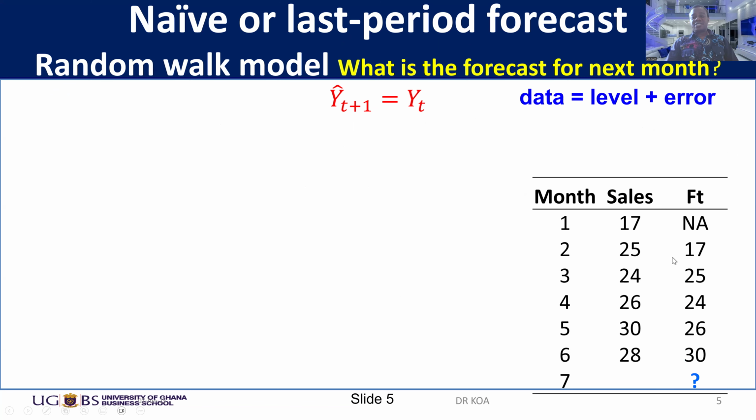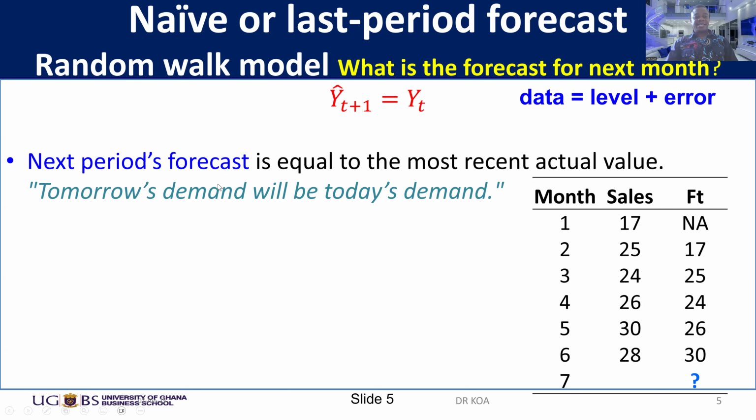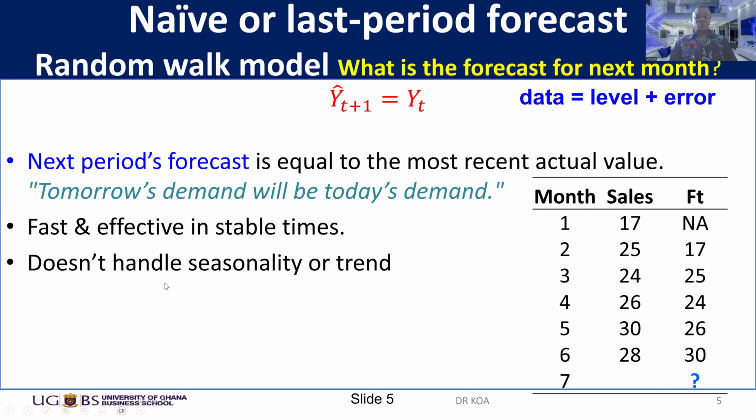So if this is your data set, remember, you have the data set which has only levels and, of course, potential errors, which we will calculate later. So this is basic. Now, how do we get a forecast for 7? As I indicated, this forecast is known as tomorrow's demand will be today's demand. Whatever will happen tomorrow is whatever happened today. That's why it's naive, because you can't guarantee that whatever happens tomorrow is what will happen.